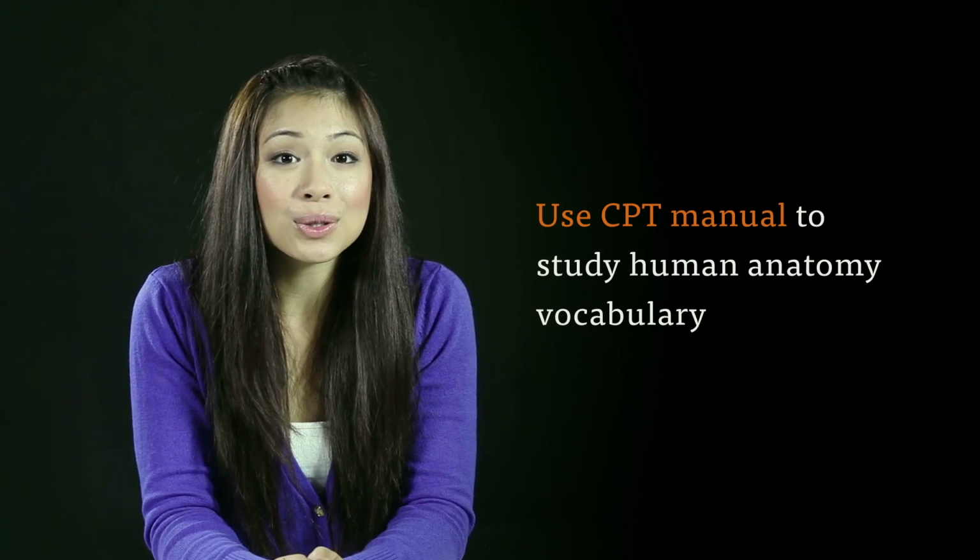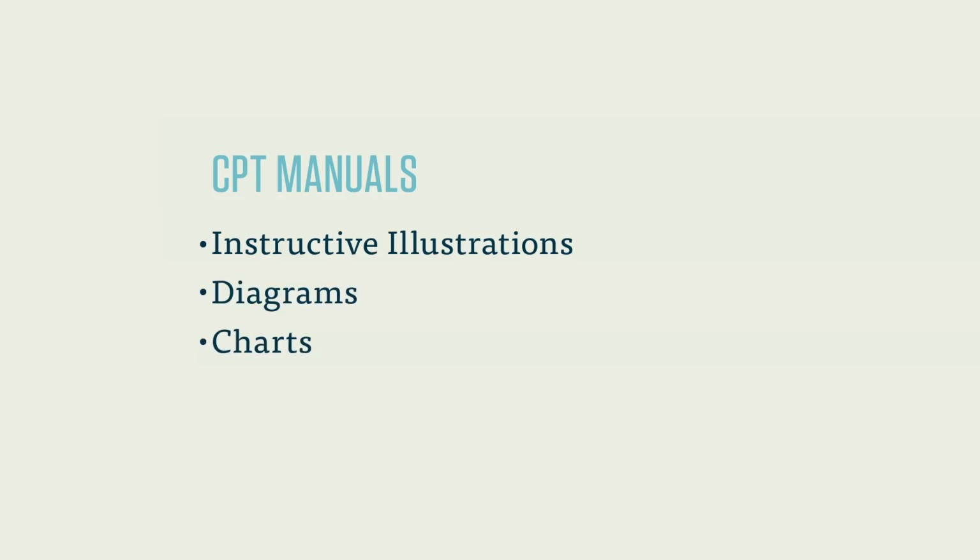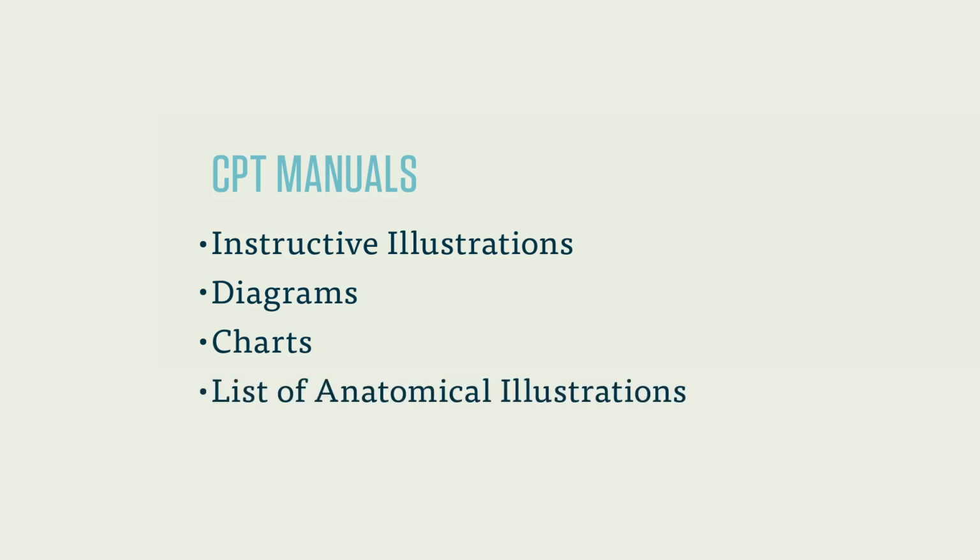Note that you can also use your CPT manual to study human anatomy vocabulary. Current CPT manuals come with instructive illustrations, diagrams, and charts all throughout the book. In the front of the CPT manual, you should be able to find a list of anatomical illustrations. Bookmark this page and refer to it in case you're looking for an illustration of the eye or inner ear, or need to remember which artery goes where.